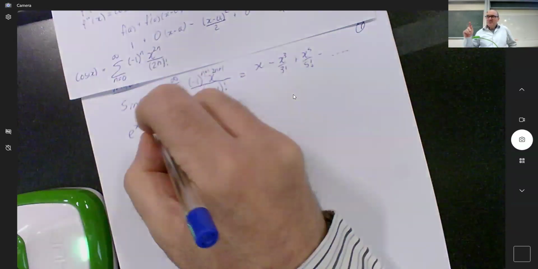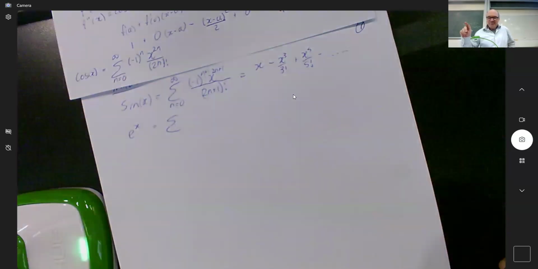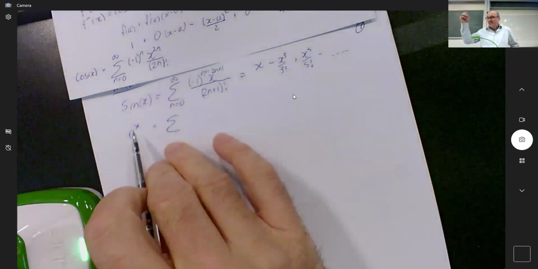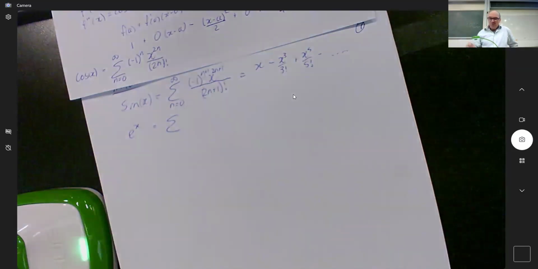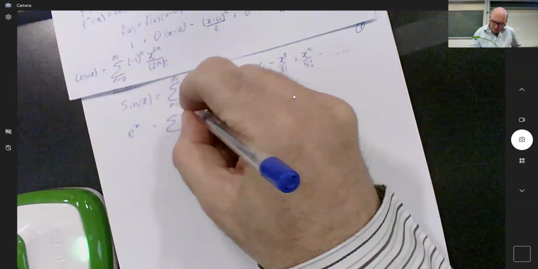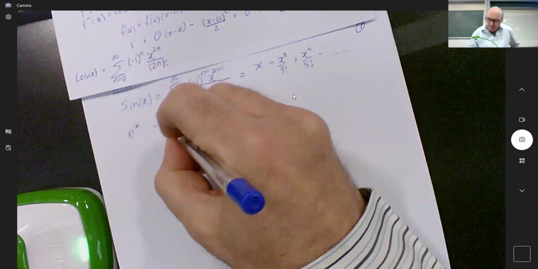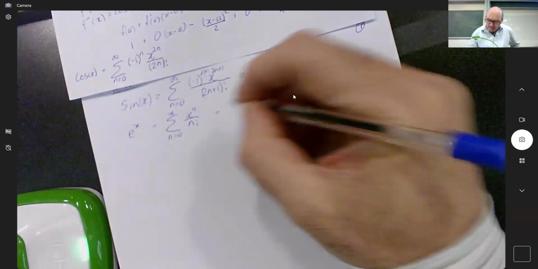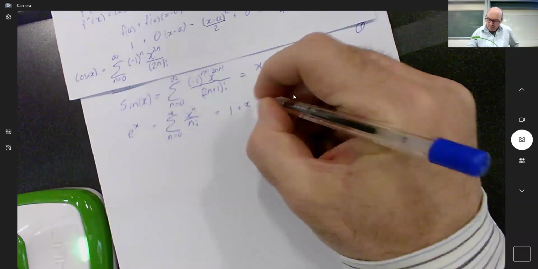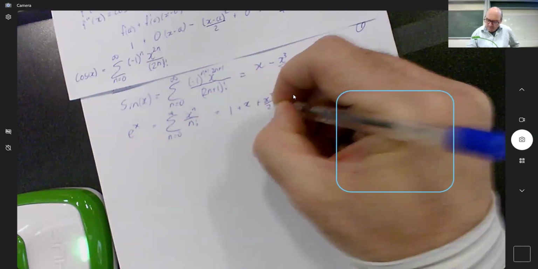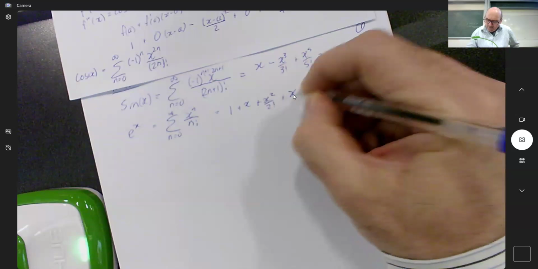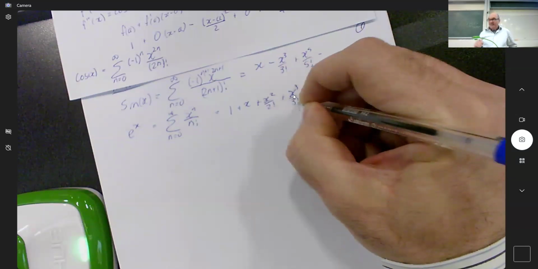If I do a trick with e to the x around 0, because the derivative of e to the x is always just e to the x, all of the derivatives are going to be 1. So this is going to work out to be x to the n on n factorial. So this series works out to be 1 plus x plus x squared on 2 factorial plus x cubed on 3 factorial, and so on. All right, so you get to see the pattern.